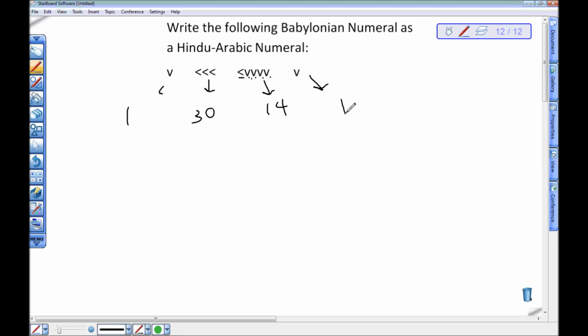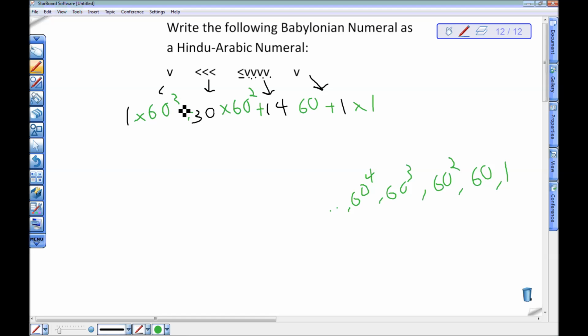Now again, I need to remember my place values in Babylonian are 1, 60, 60 squared, 60 cubed, 60 to the 4th, etc. So this is 1 times 1. This is 14 times 60. This is 30 times 60 squared. And this is 1 times 60 cubed.